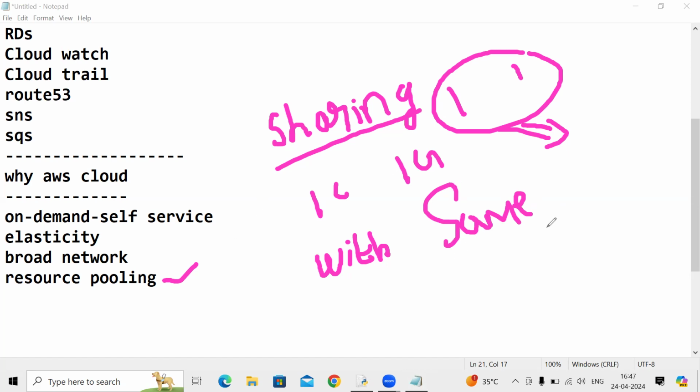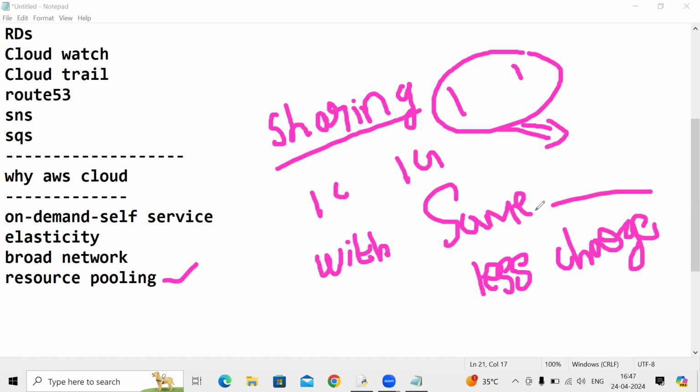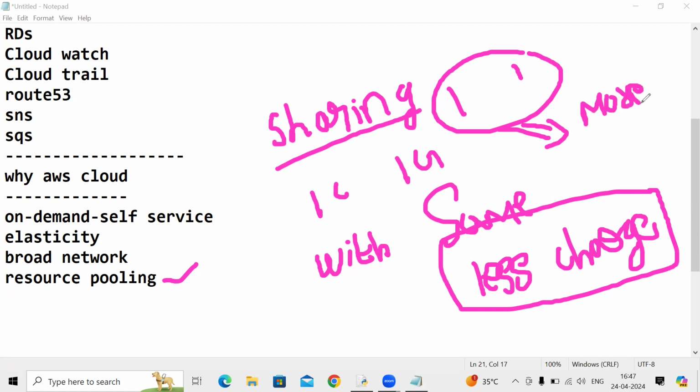While sharing the auto with others, you have to pay a lower charge. Why? Because it is not private, it is public. If you booked an auto only for yourself, you would have to pay more. When it comes to sharing, resource pooling, you pay less compared to private. That is nothing but resource pooling.